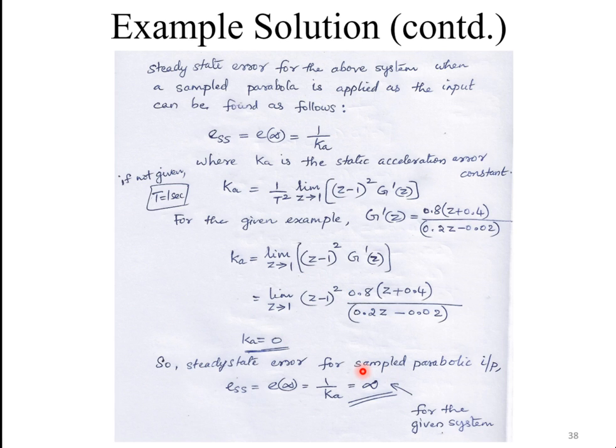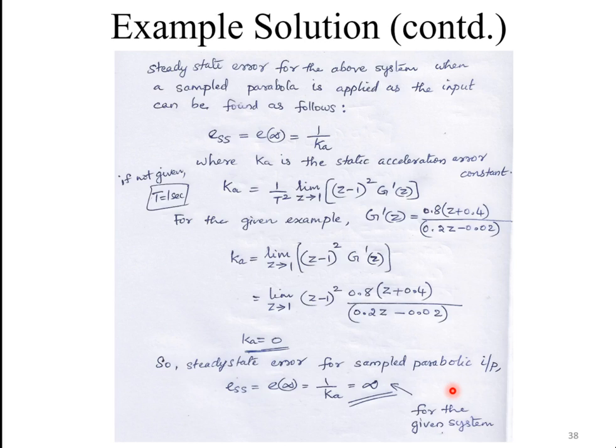So the steady state error for sampled parabolic input, ESS, or you know it is limit k tends to infinity, e(k) or e(infinity), will be equal to 1 over Ka, or 1 over 0 here. So it is going to be infinity. Again it is proving that the given non-unity feedback example is not applicable for giving an input of parabola, because if you give a sampled parabolic input, the error at the steady state is going to be infinity, which is not at all advisable.